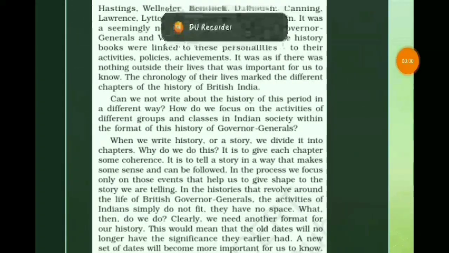Now whenever we write history, we divide it into chapters, so it is easy to cover these topics in detail. It should make sense and can be followed in forming a big picture, and most of the time in a story or event, a particular character is usually found. Why is it a big question? Why is it a big question that we are talking about a particular character?